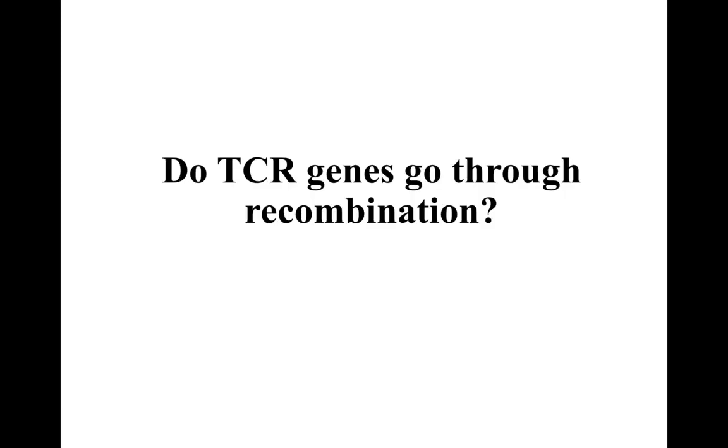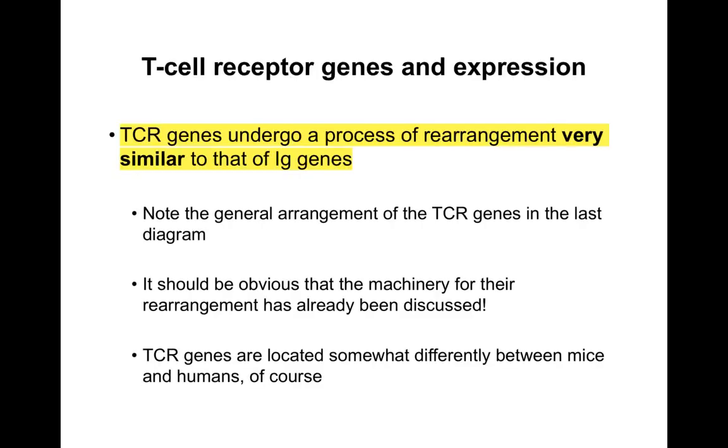Do the T cell receptor genes go through recombination? Yes, they do, in a very similar manner to the immunoglobulin genes. They do go through recombination, so they use those same enzymes, the RAG1 and 2 and the Artemis and the ligase. That has a very similar process for generating the T cell receptor.